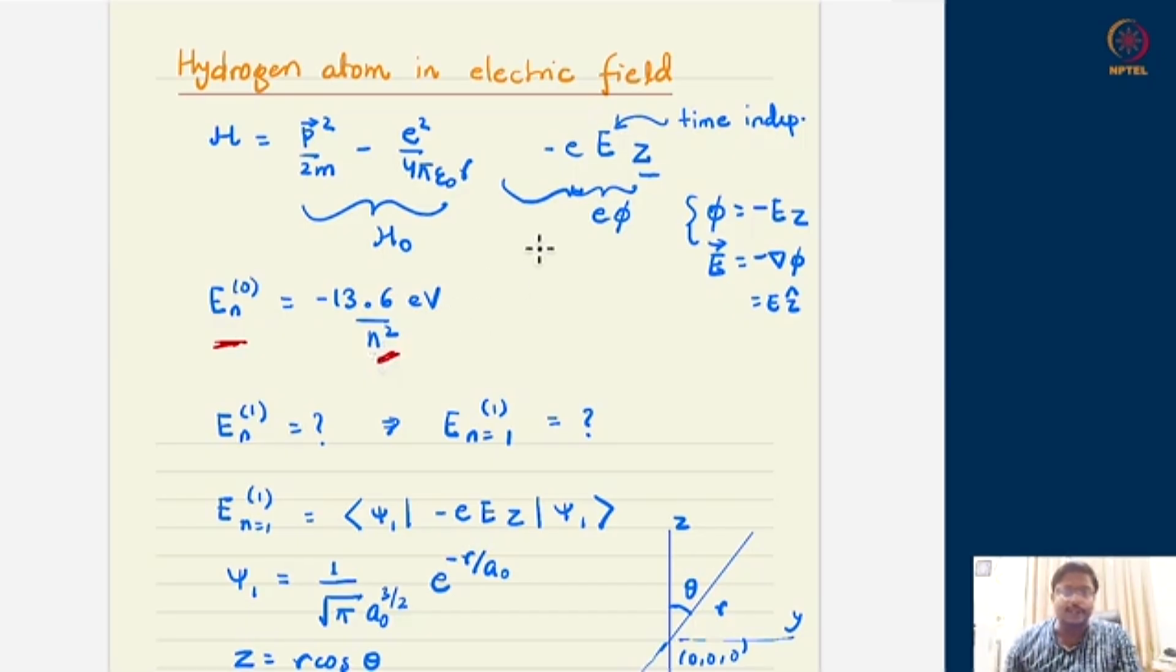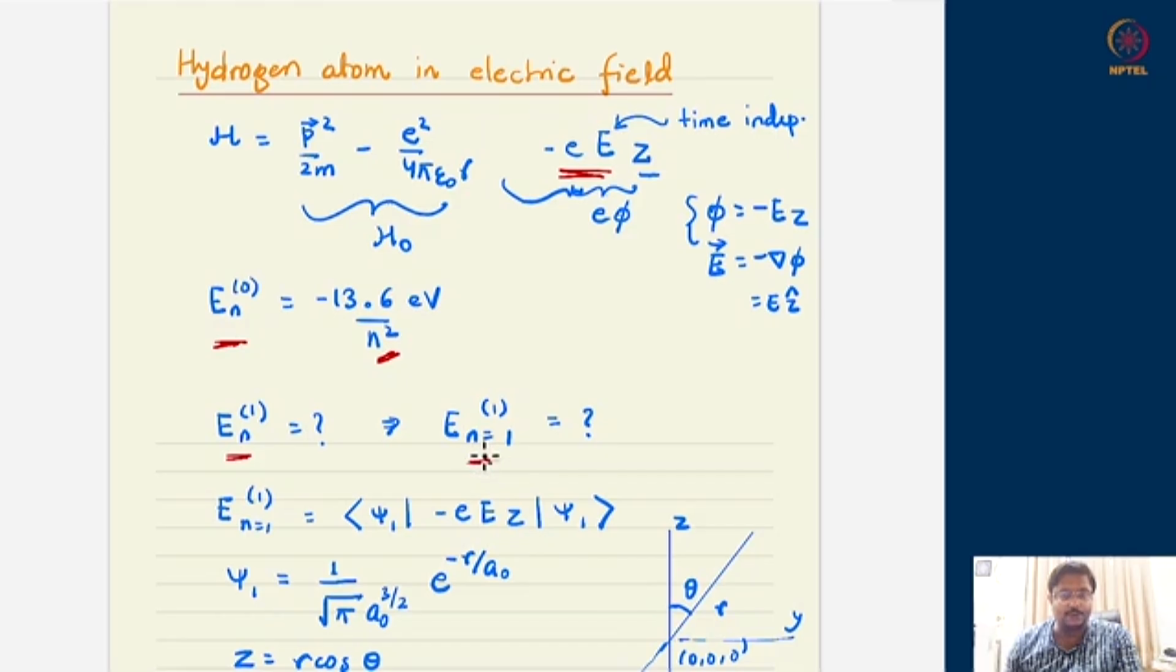Now we want to know, under the action of the external electric field, this Hamiltonian, what happens to the ground state energy? Does it remain -13.6 eV upon n squared, where n is equal to 1 or 2 or 3 depending upon which state we are talking about? So we want to know what happens to any general eigenstate's energy, whether it shifts, and if it shifts, by how much. For a particular case, I am interested in knowing the first order correction in the energy eigenvalue of the ground state.